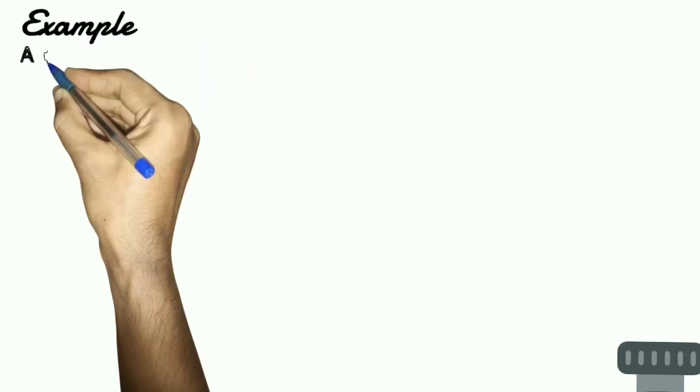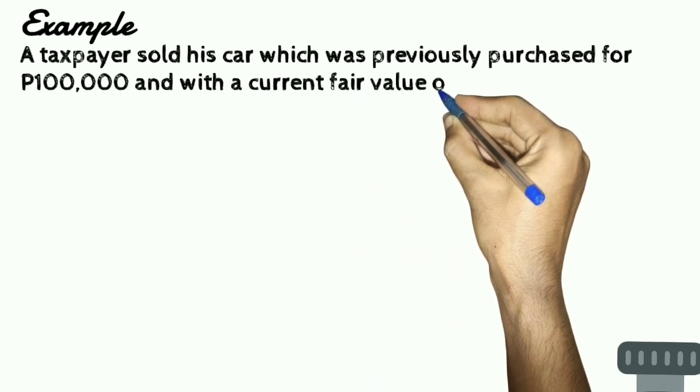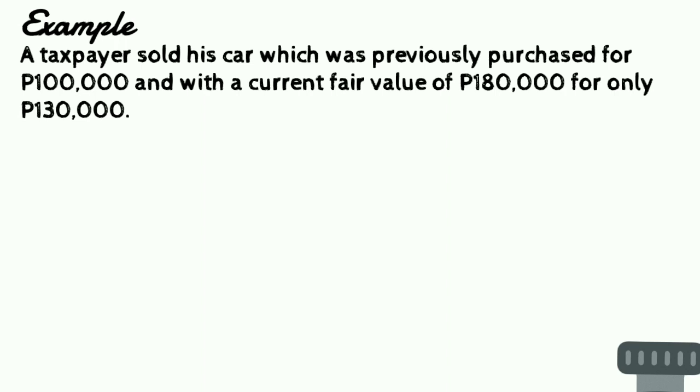For example, a taxpayer sold his car which was previously purchased for 100,000 pesos and with a current fair value of 180,000 pesos for only 130,000 pesos. Normally, dapat ibenta ni taxpayer yung kanyang car at fair value. Pero ang nangyari is that si taxpayer, binenta niya yung car niya for only 130,000 pesos instead of 180,000 pesos. That's why ang complex transactions, tinatawag din siya na transfers for less than full and adequate consideration kasi tinatransfer natin yung property or transfer natin yung car below the fair value.